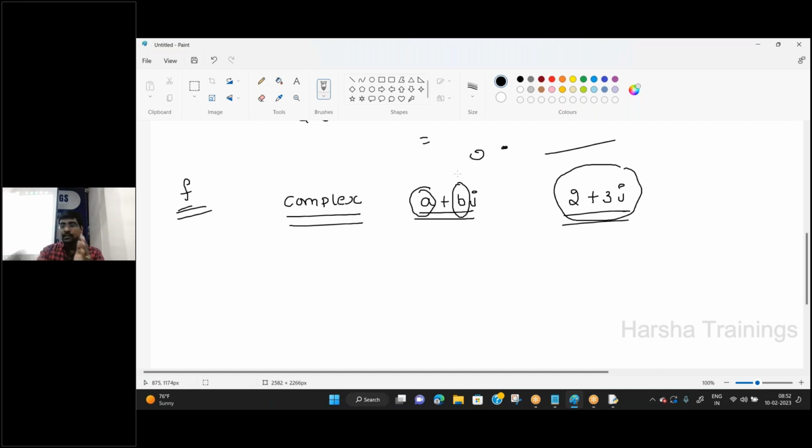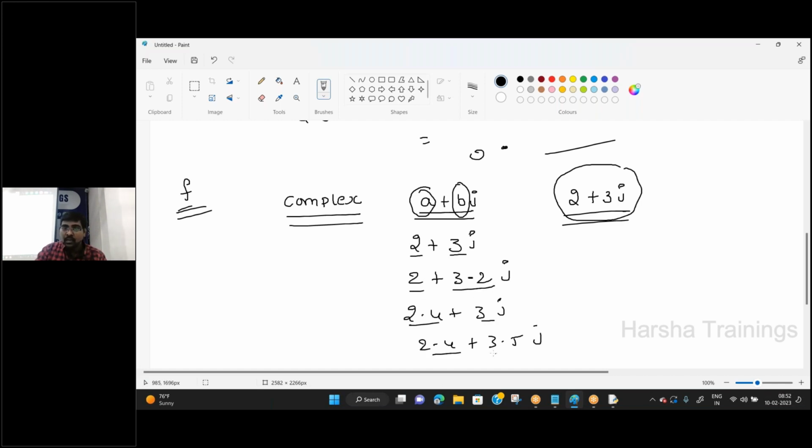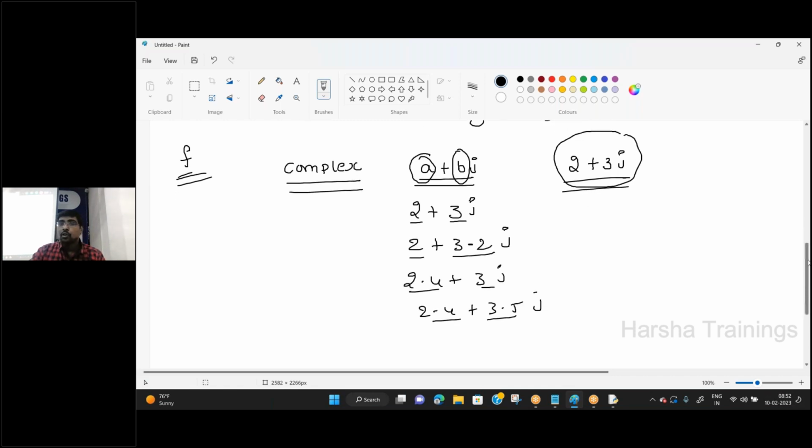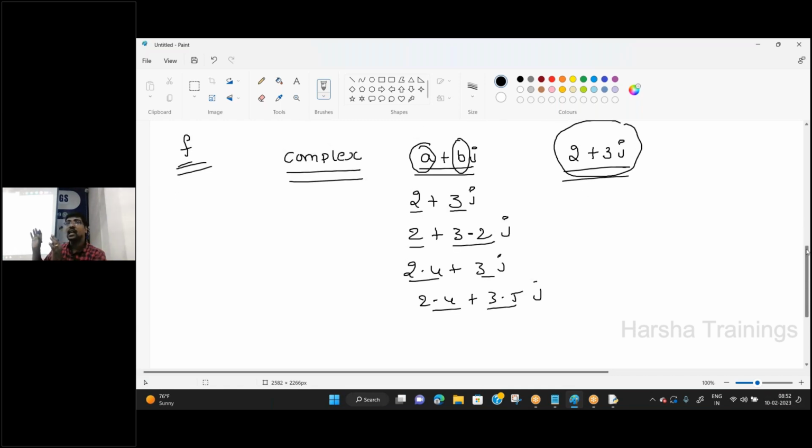You got my point? Suppose, for example, this is the statement: 2 plus 3j, 2 plus 3.32j, 2.4 plus 3j, 2.4 plus 3.5j. Both A and B are integers; one is integer and one floating; floating and integer; floating and floating. You got it? So you can take either integer or floating for A and B. In this, A is called the real part. B is called the imaginary part.